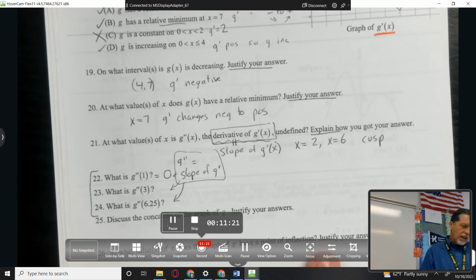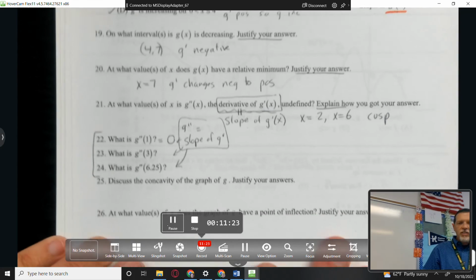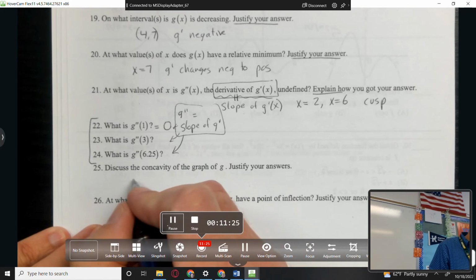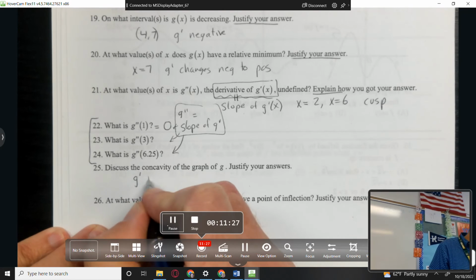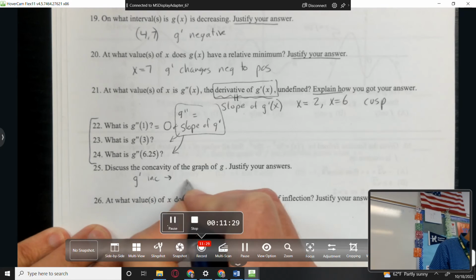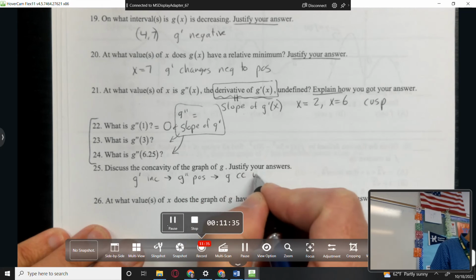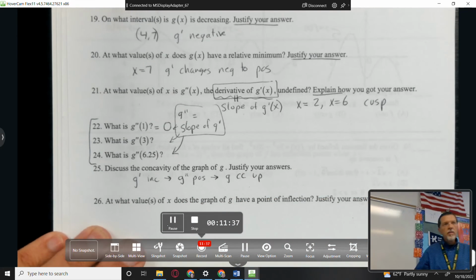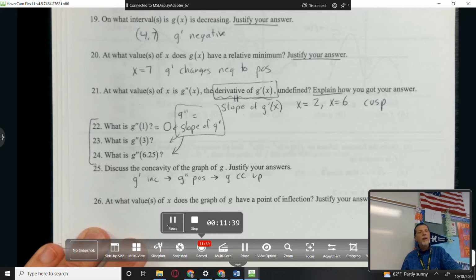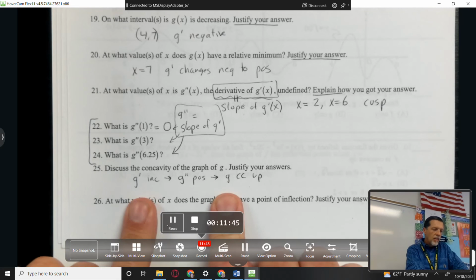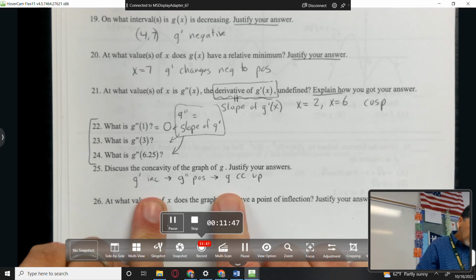Discuss the concavity of g. Justify your answers. Well, if g prime is increasing, that means g double prime is positive, which means g is concave up. So I just justified my answer without even looking at the graph. But now I know what to look for. G prime is increasing from 6 to 8.